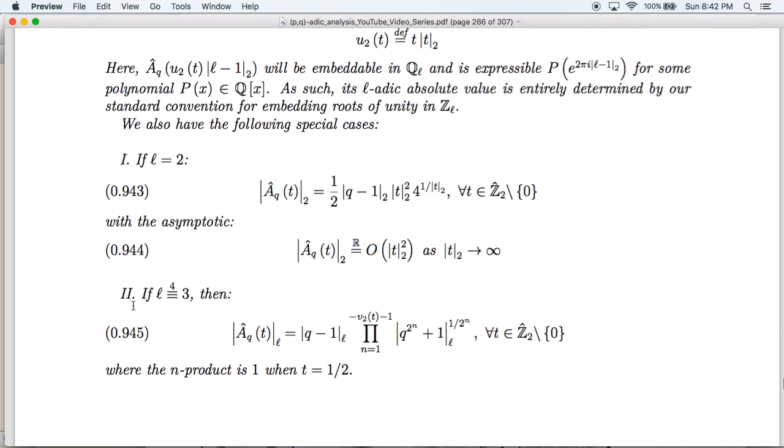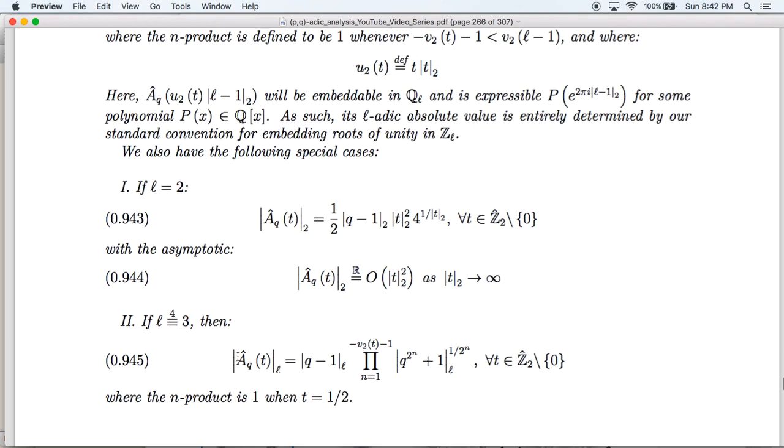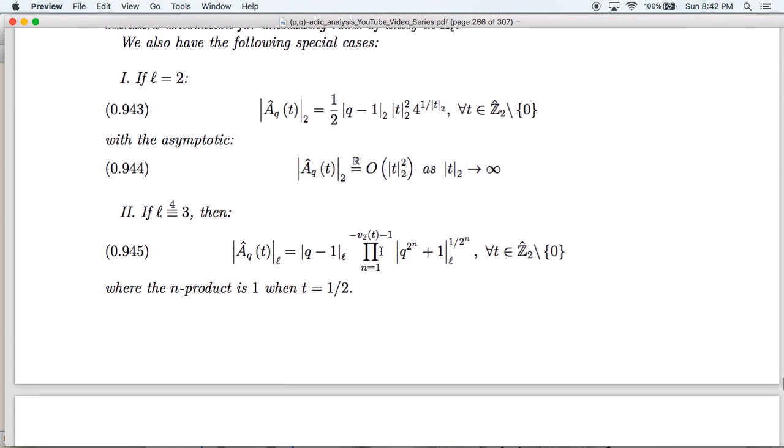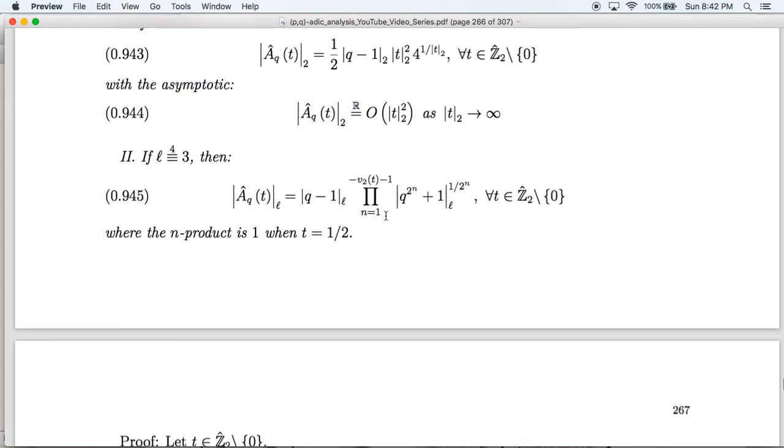And if L is a prime congruent to 3 mod 4, the L-adic absolute value of A_Q-hat(t) is going to be this. This is the unfamiliar case, and in this case, the only 2-power roots of unity we can embed in Q_L are 1 and -1. All the other 2-power roots of unity will be algebraic over Q_L. So this is the simplification, and this formula reduces to this one when L is congruent to 3 mod 4.